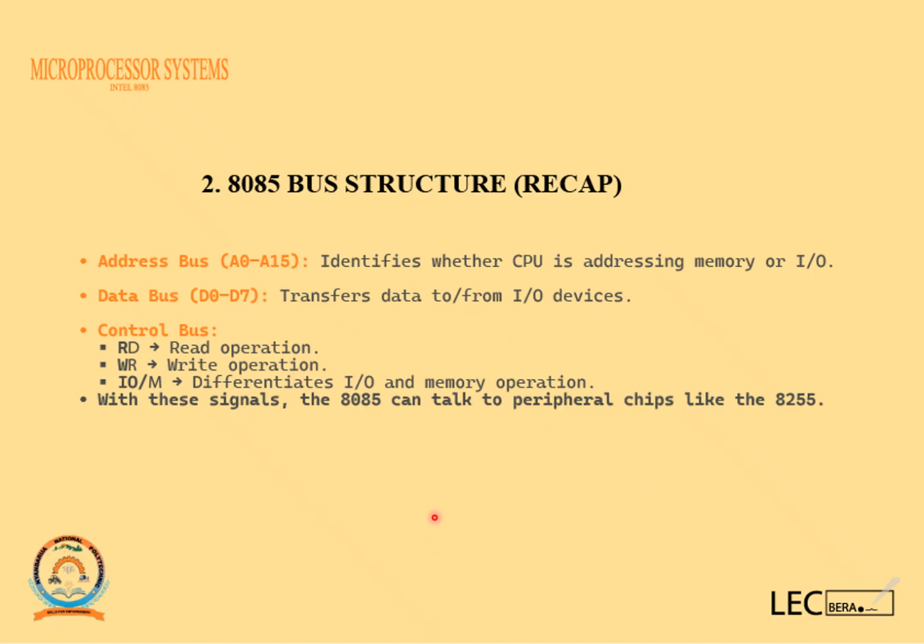So with these signals, the 8085 can talk to peripheral chips like 8255. So it means that the Intel 8085 is going to treat 8255 as a memory input-output device. It's very important you understand that. But of course, the 8255 is going to give us other input-output methods. Despite treating it as a memory input-output device, it's going to allow us to interface using other input-output methods, and we are going to see that under modes of operation.